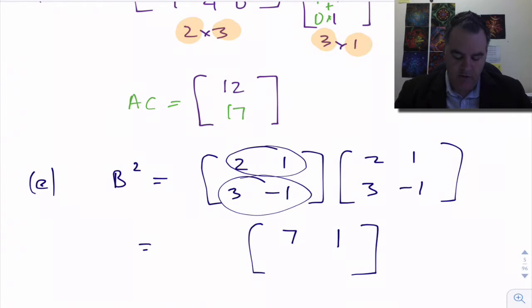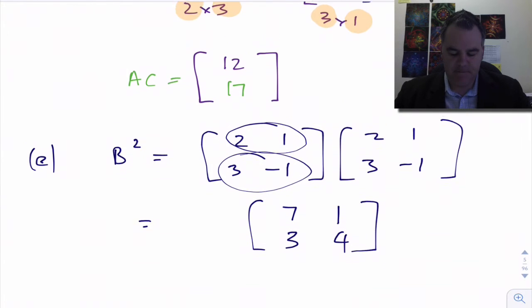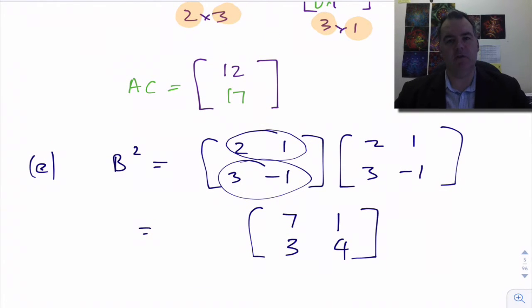Next row, take the next row. So we've got 6 minus 3, which is 3. And then 3 plus 1, which is 4. And that's B squared. That's it. That's how you multiply two matrices together.